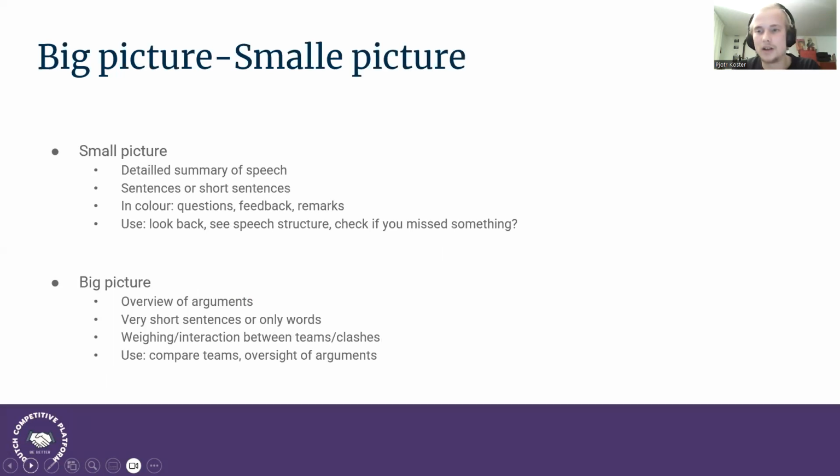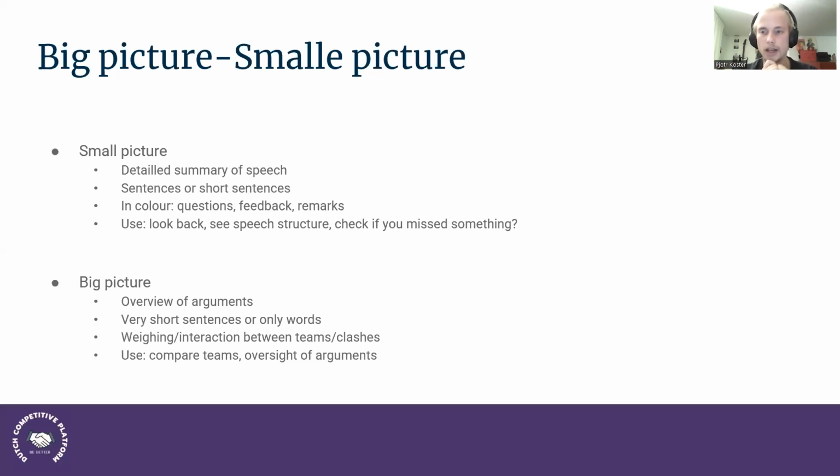So now let's go into the more detailed analysis. So what kind of notes do I use? I use two sets of notes, as I've already stated, the small picture notes and the big picture notes. So the small picture notes are going to be notes which are going to give a more detailed summary of a speech. So oftentimes what I specifically write down are sentences or short sentences.